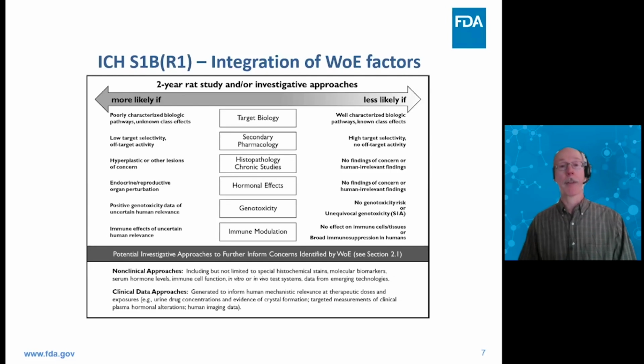However, if it's a new pathway, not a lot of good understanding of the biology, perhaps not a good understanding of how it relates to carcinogenicity potential, then that might lead you to conclude that a 2-year rat study could add value and it therefore is more likely. And then you would do that process through each of these factors and come up with an overall weight of evidence as to whether the study is likely to add value or not. You can note that in the bottom of the slide, this also allows for the introduction of other types of information into this consideration. So it lists things like in vitro data and emerging technologies.